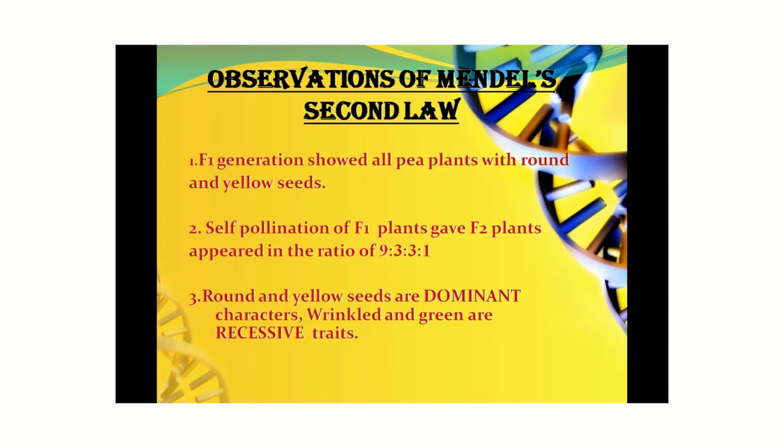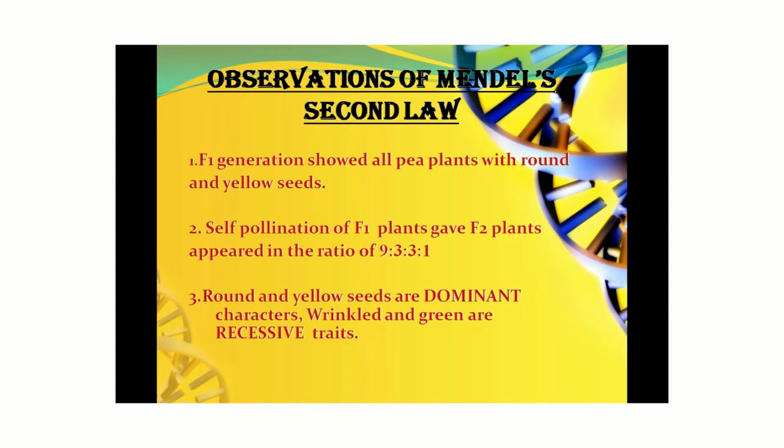When this F1 progeny was self-pollinated, the plants appeared in a 9 is to 3 is to 3 is to 1 ratio, wherein he could see round and yellow characters, some seeds that were round and green, some wrinkled and yellow, and some wrinkled and green. But none of them could blend with each other. As I told you earlier, they were independently assorted. Round is appearing as round, wrinkled is expressed as wrinkled, yellow as yellow, and green as green. We didn't get any mixed colors, nor any odd shapes other than round and wrinkled. That is why it is also called independent assortment.